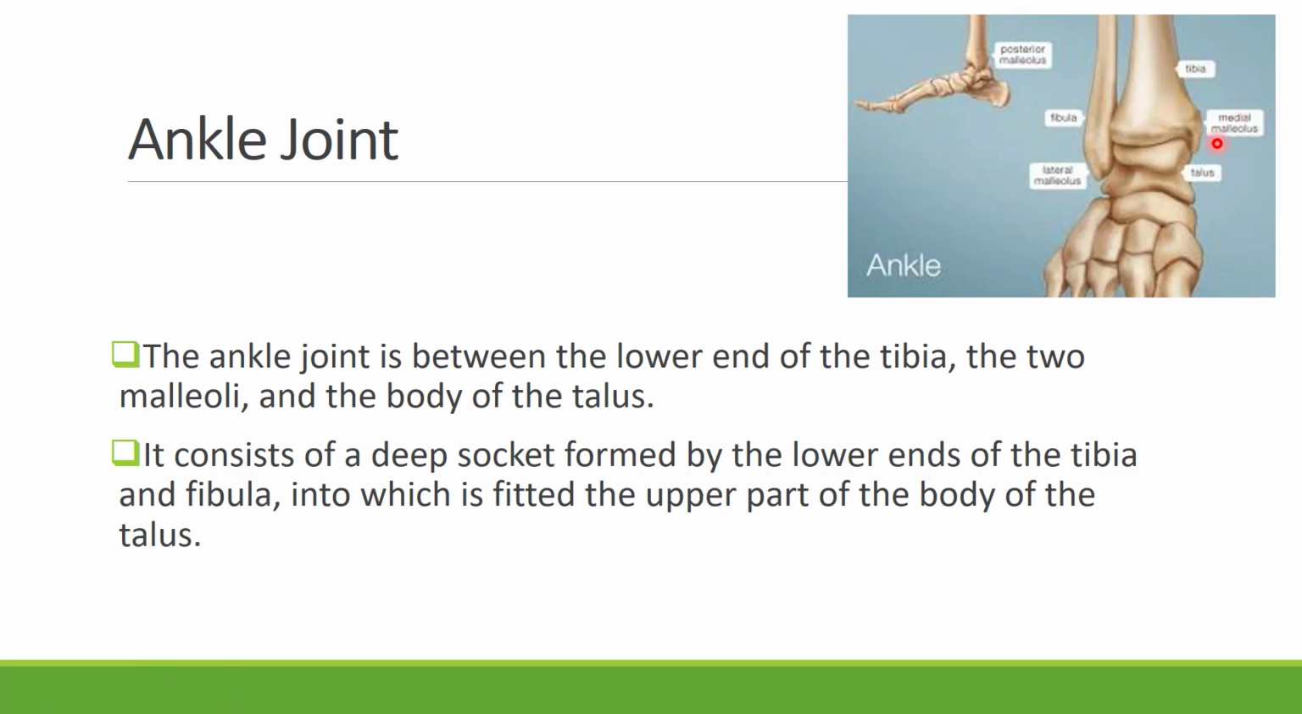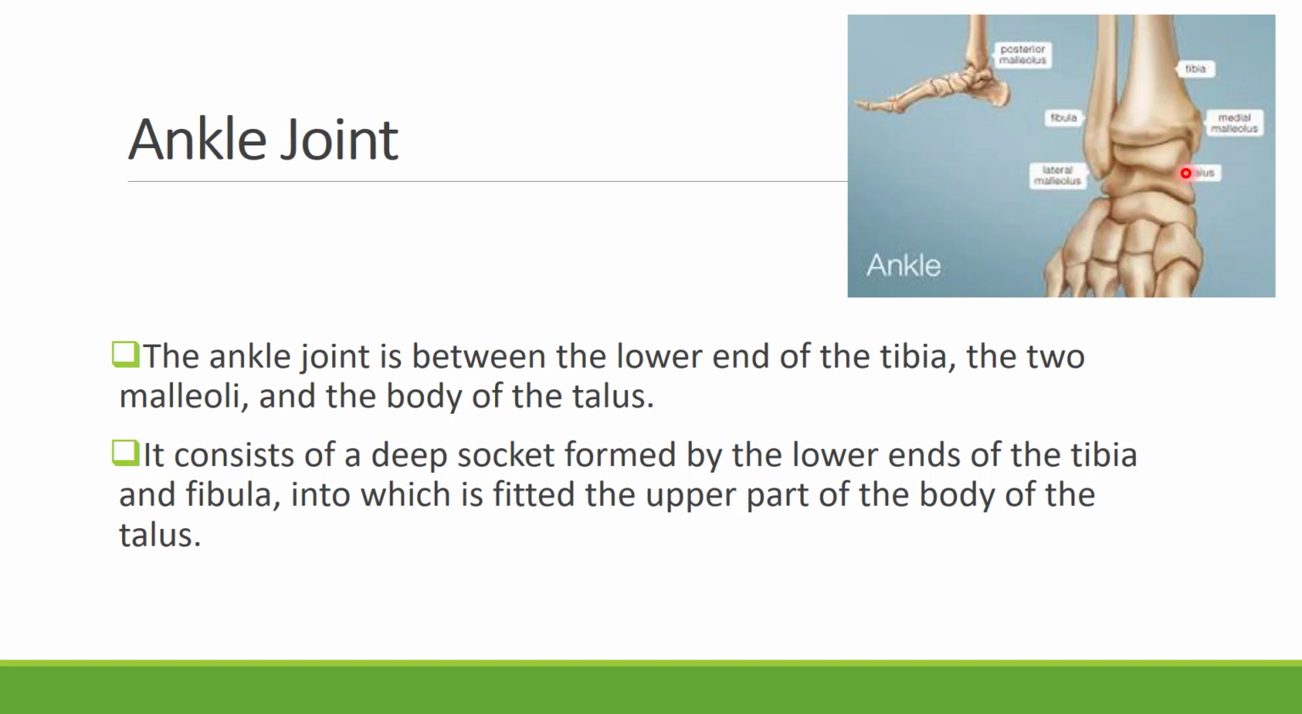See the diagram again. This is tibia. This is the lower end of the tibia. This is the medial malleolus of the tibia. This is fibula, the lower end of fibula, and this is the lateral malleolus of the fibula. And this is the talus bone. So tibia, fibula, and talus bone are involved in the formation of the ankle joint.